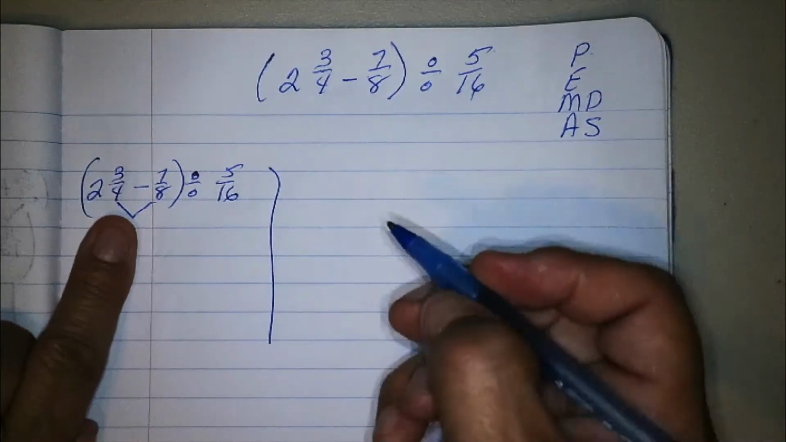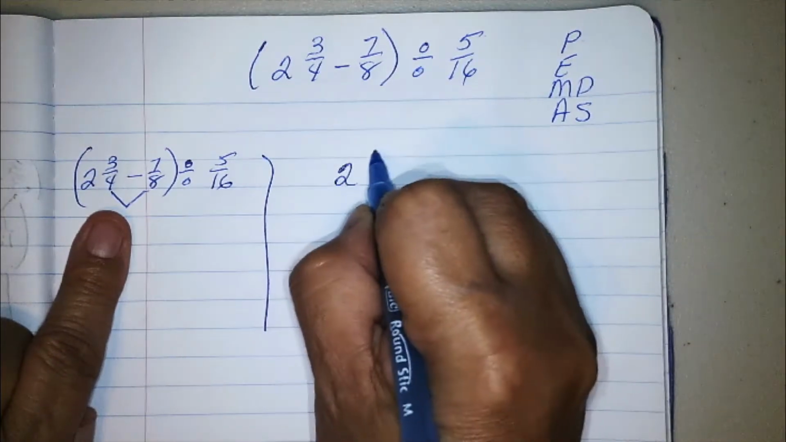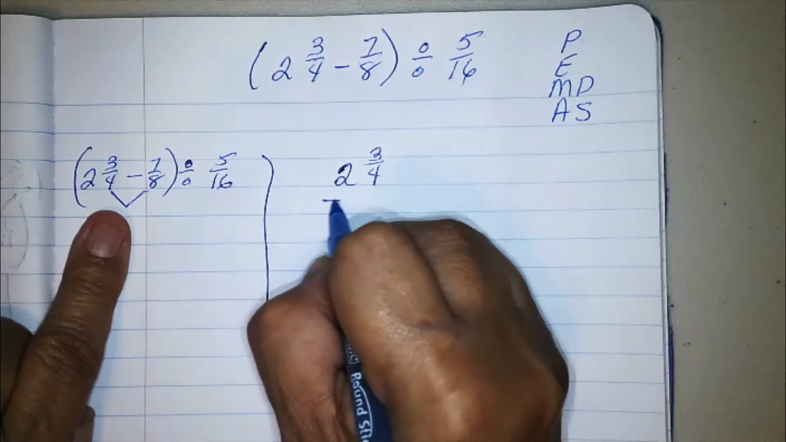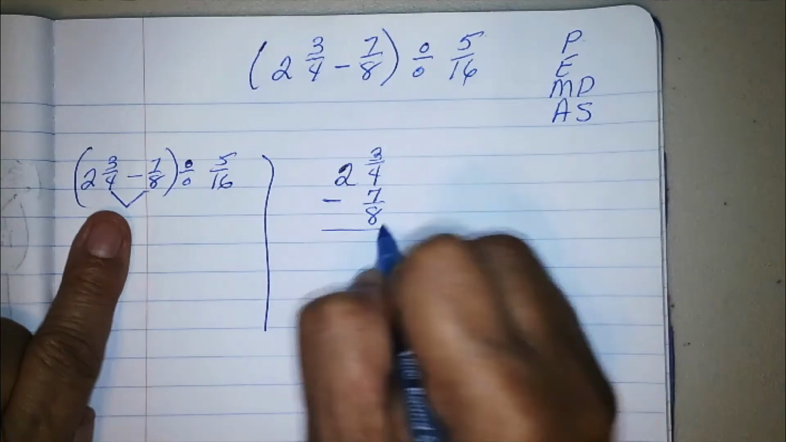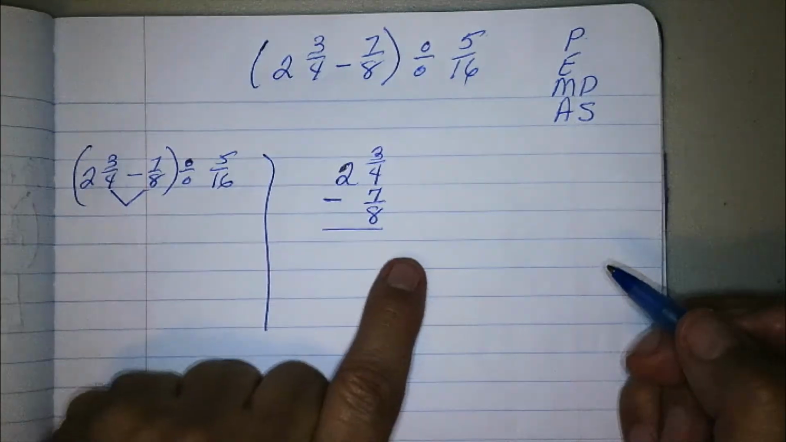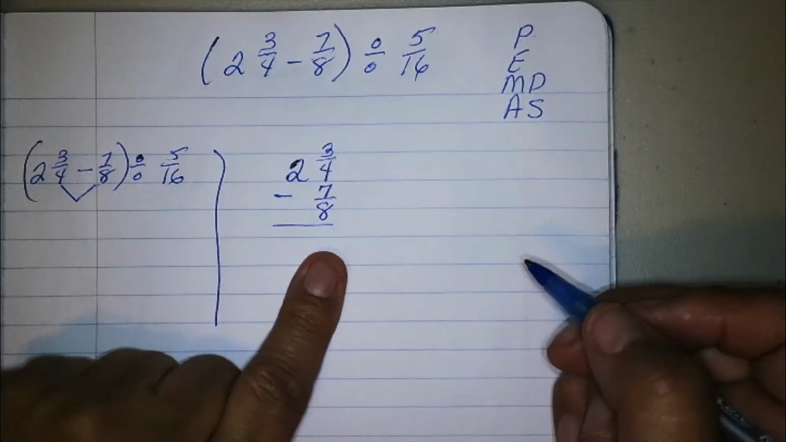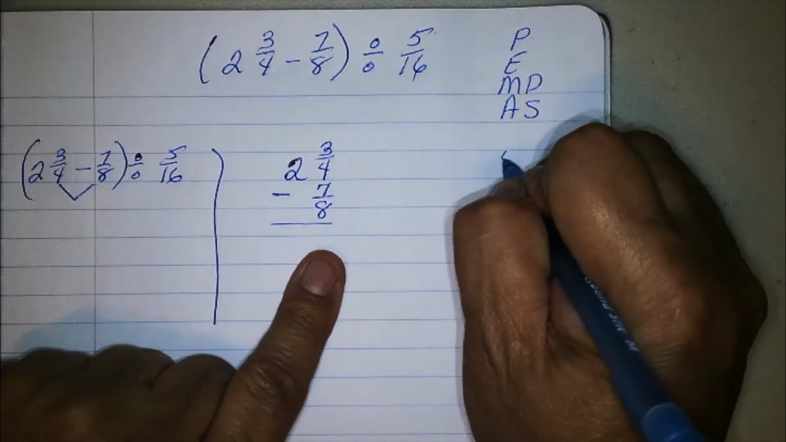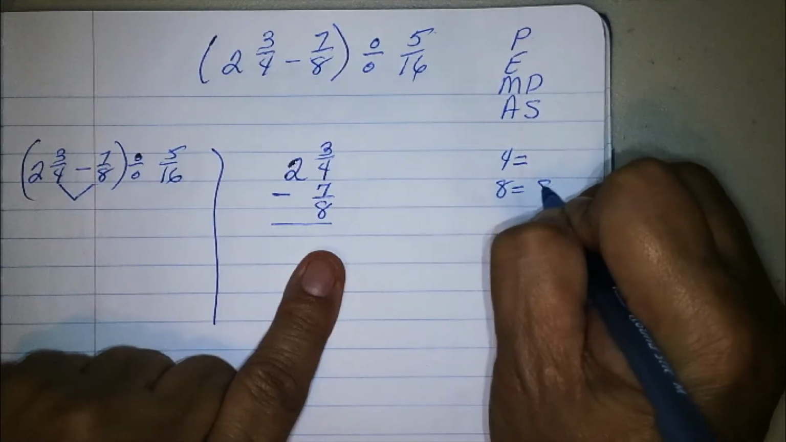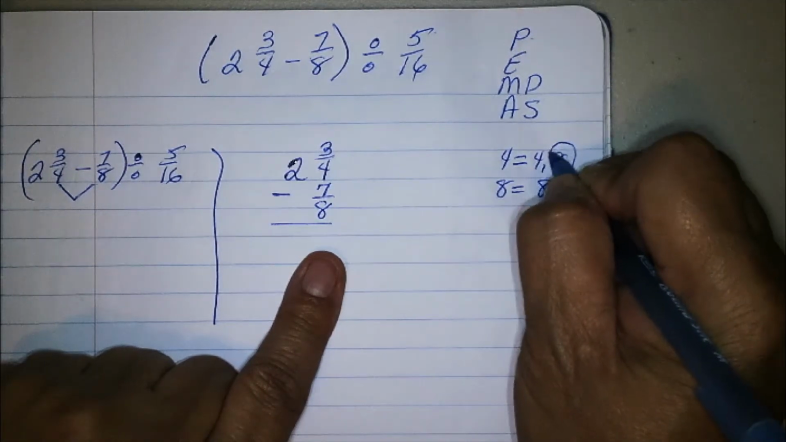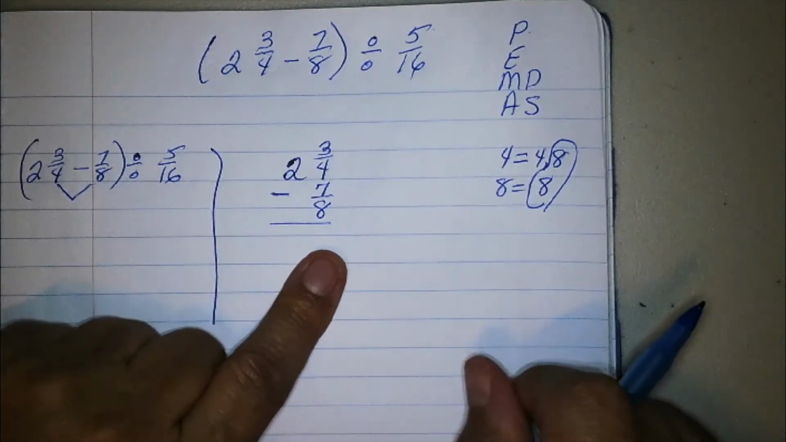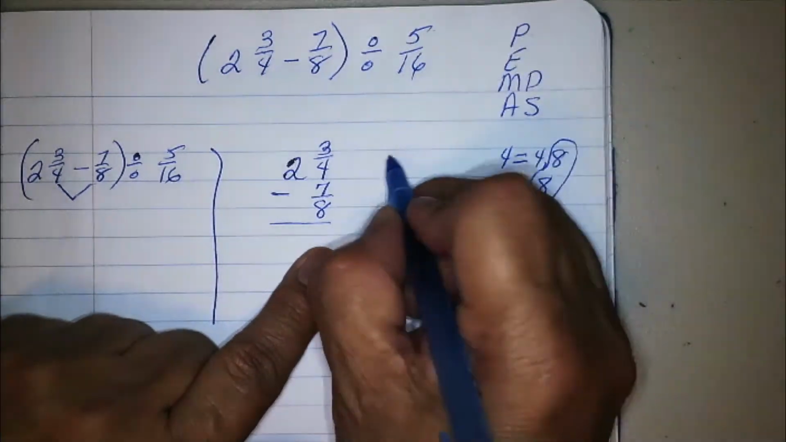Beginning with a parenthesis, we're going to subtract 2 3/4 minus 7/8. I need to find a common denominator so that I could add or subtract, in this case subtract, and I notice that my common multiple is 8.